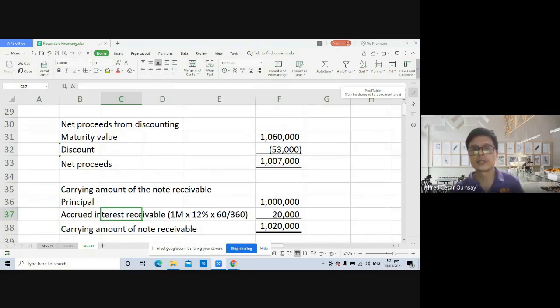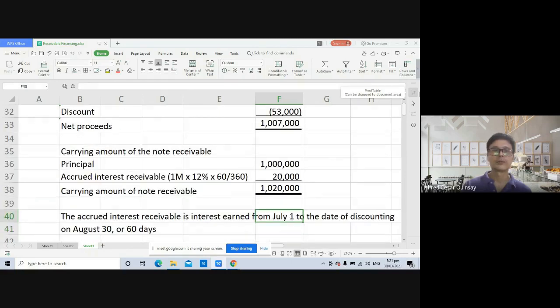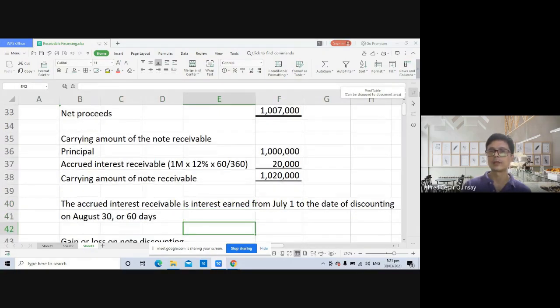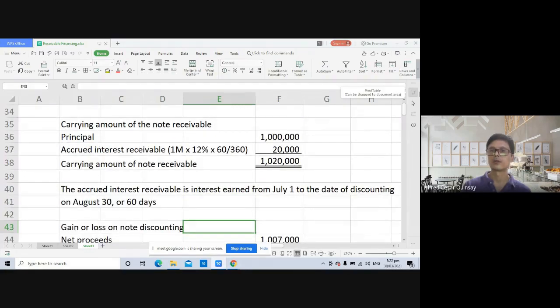Bakit 60 over 360? Kasi from July 1 to August 31, that's 2 months. So 60 days 'yon, 30 days each. Okay, so that's why 20,000. So carrying amount of the note receivable is 1,020,000. Now, the accrued interest receivable, yun na nga, sinabi natin, it's from July 1 yan to the date of discounting, which is August 30 or 60 days.